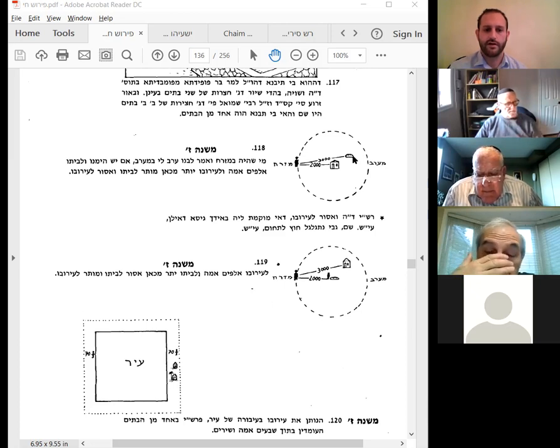But if the Eruv is 2,000 amot and the house is more than 2,000 amot, then he can get home. If he can't go home, he can go to the Eruv.